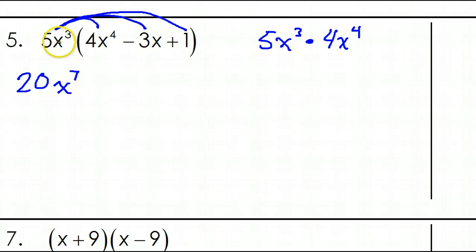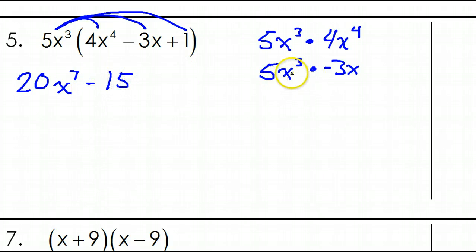Okay, and then we're going to do 5x to the third power times negative 3x. And again, you wouldn't normally write this down. It's just because we're doing it for the first time. So I'm saying we're going to multiply 5x to the third power times negative 3x. Now, 5 times negative 3 is negative 15. x to the third power times x is x to the fourth power. You can think of this as a little 1, but I'd prefer that you think to yourself, well, I have 3 x's and then one more x, that makes 4.